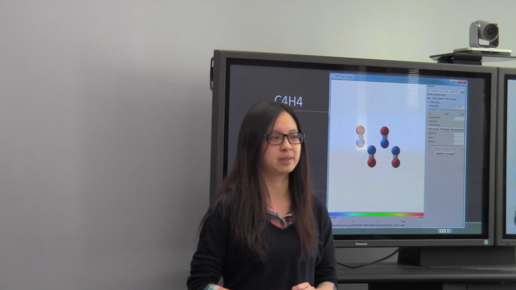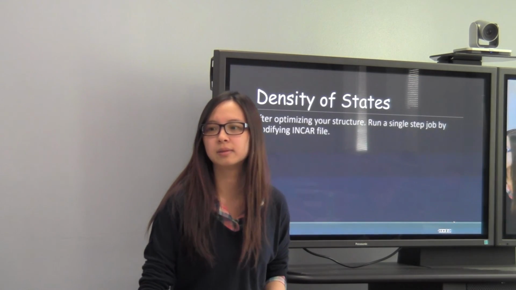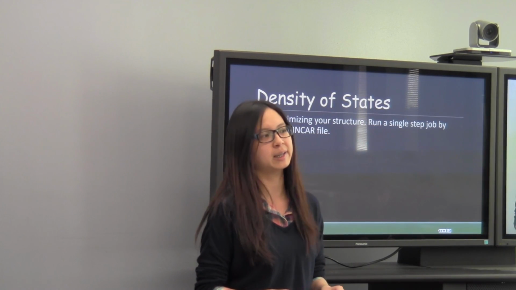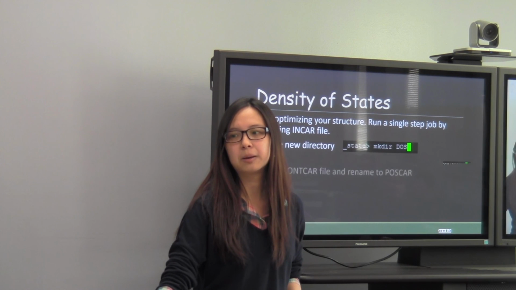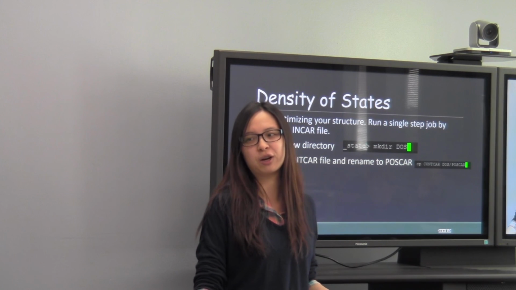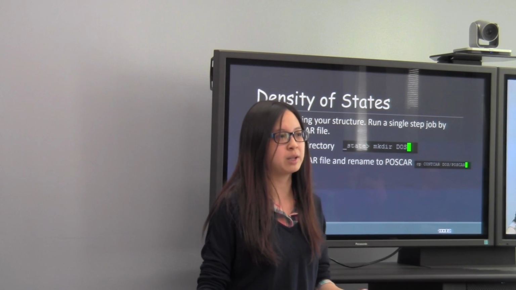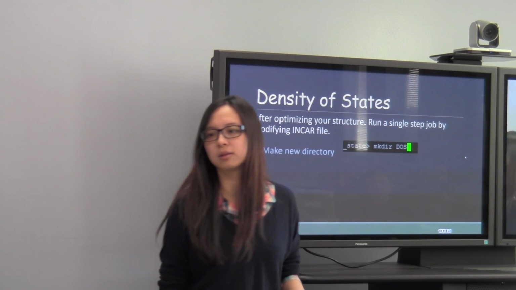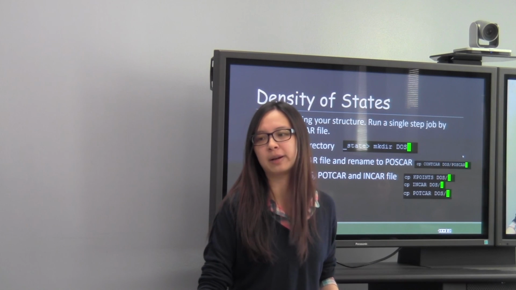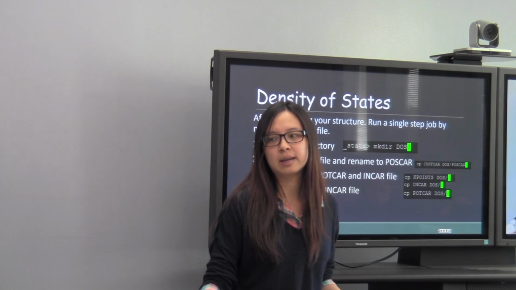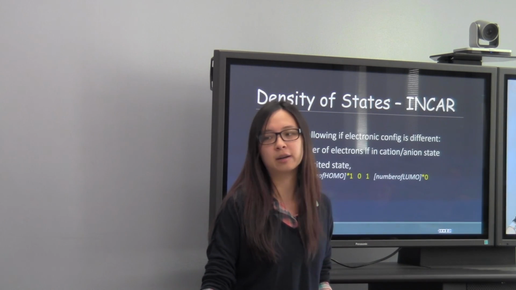The molecule I use to optimize all my structures is C4H4, because this is the smallest molecule that I can run with a single K point. After optimizing your structure, you should run a single step job by modifying your INCAR file. First of all, you make a new directory to put everything in, and then you copy your CONTCAR file, this is the most important one, and name it POSCAR in your new directory. Then you copy your KPOINTS, POTCAR and INCAR files, and then you make changes to your INCAR file.